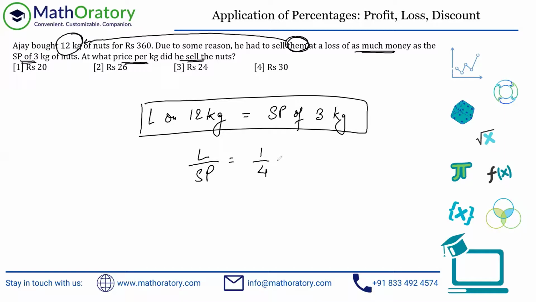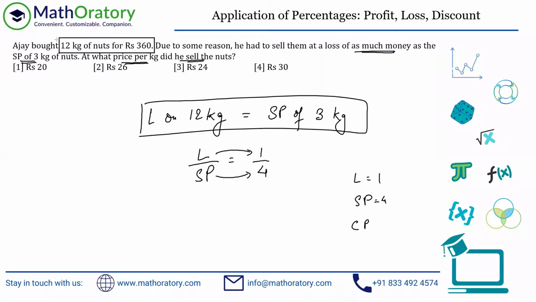Now this is the fun part. What you do is just assume the loss and the SP to be 1 and 4. So just assume that the loss is 1 and the SP is 4, and correspondingly try to figure out the CP, because that is the information you have, right? In the original question, you have been given that 12 kg of nuts cost rupees 360. He bought this, so this is the cost price, isn't it? So let's use that. According to these two values, first figure out the CP.